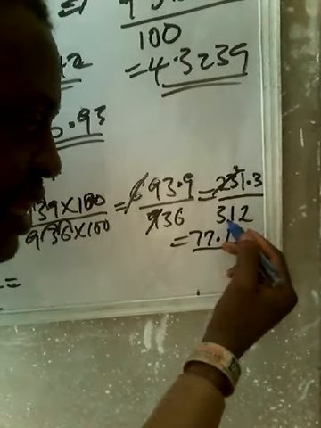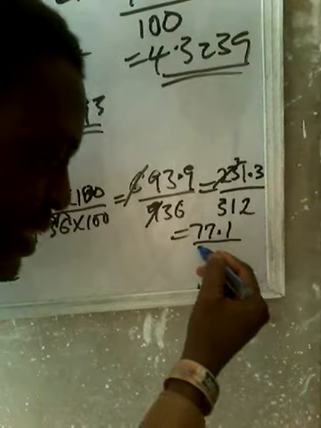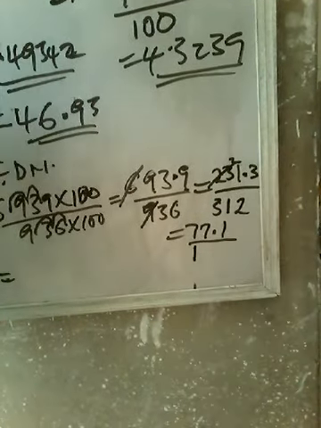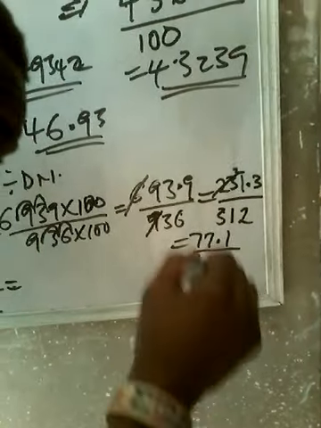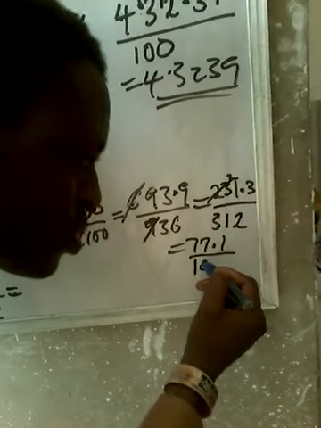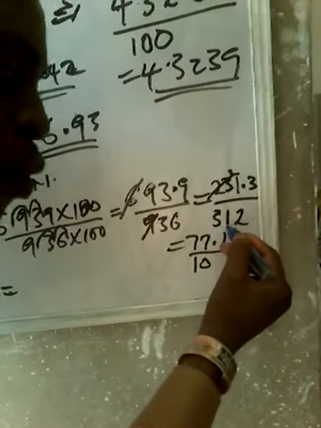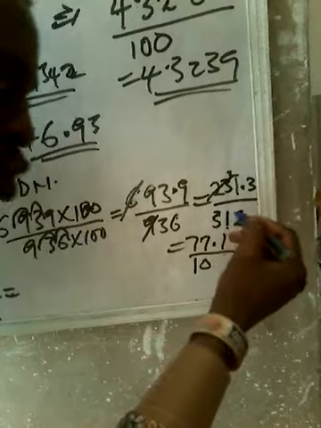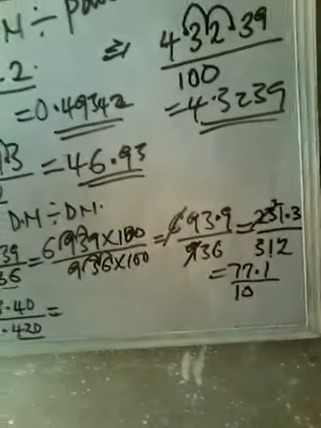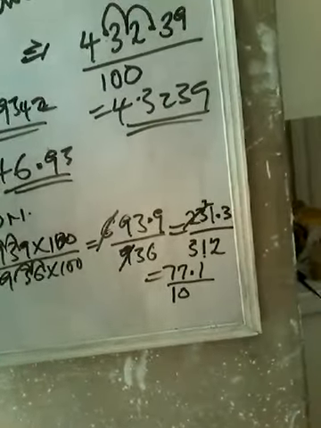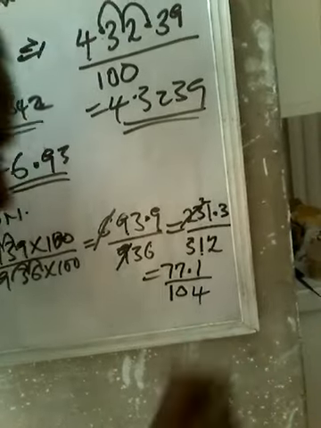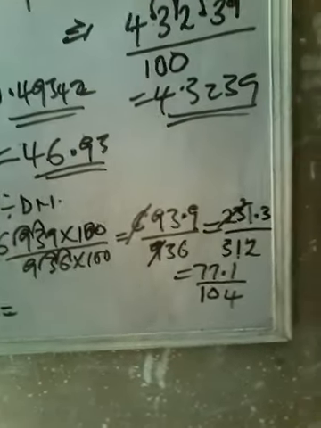3 divided by 3 will give you 1. 1 divided by 3 is impossible. Impossible means you write 0. Then that 1 that is impossible, you transfer it to the front of 2. 12 divided by 3 will give you 4. So you have 104.